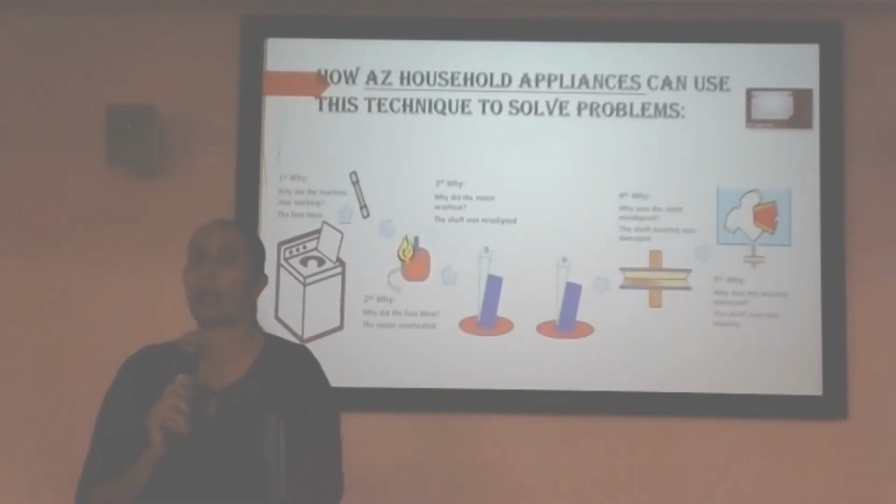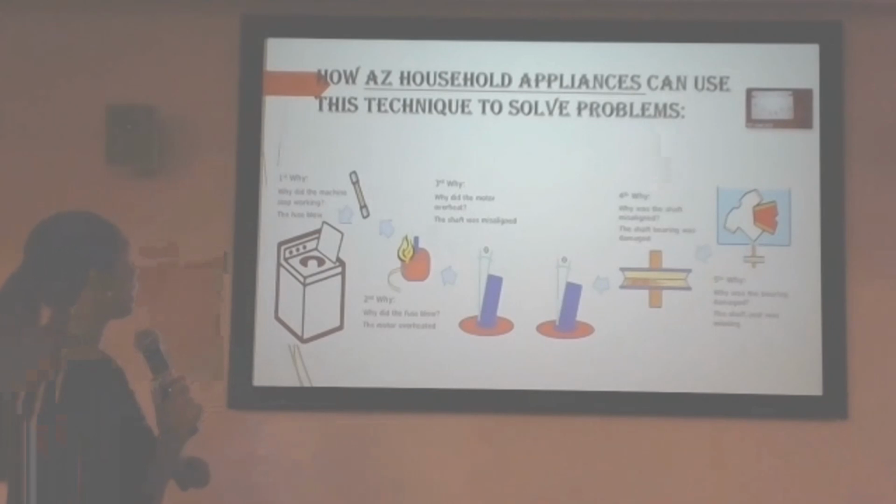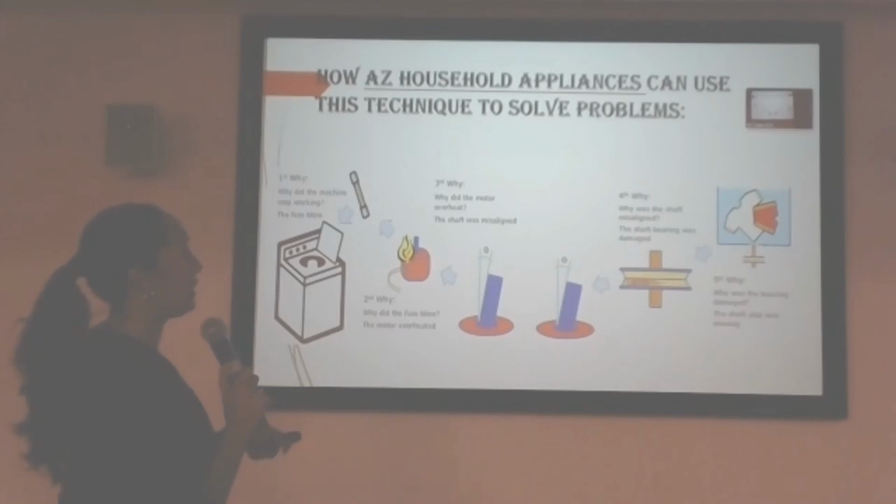How can ANZ Household Appliances use this technique to solve problems? Well, as you can see by the diagram, the first why: did the machine stop working? Well, the fuse blew. Second why: did the fuse blow? Well, the motor overheated. Third why: did the motor overheat? The shaft was misaligned. Fourth why: was the shaft misaligned? The shaft bearing was damaged. And fifth why: was the bearing damaged? The shaft seal was missing.